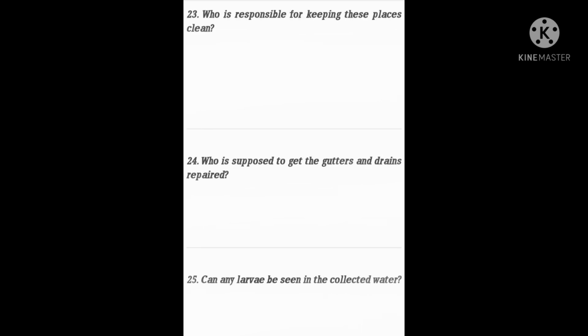Question number 21. Since how many days has the water collected here? Answer. For almost 8 to 10 days, water has been collected here. Question 22. Has it caused any problem in the area? Answer. Yes, it is causing many problems. Full stop. The entire area is turned into a mess and breeding places of mosquitoes and germs. Full stop.